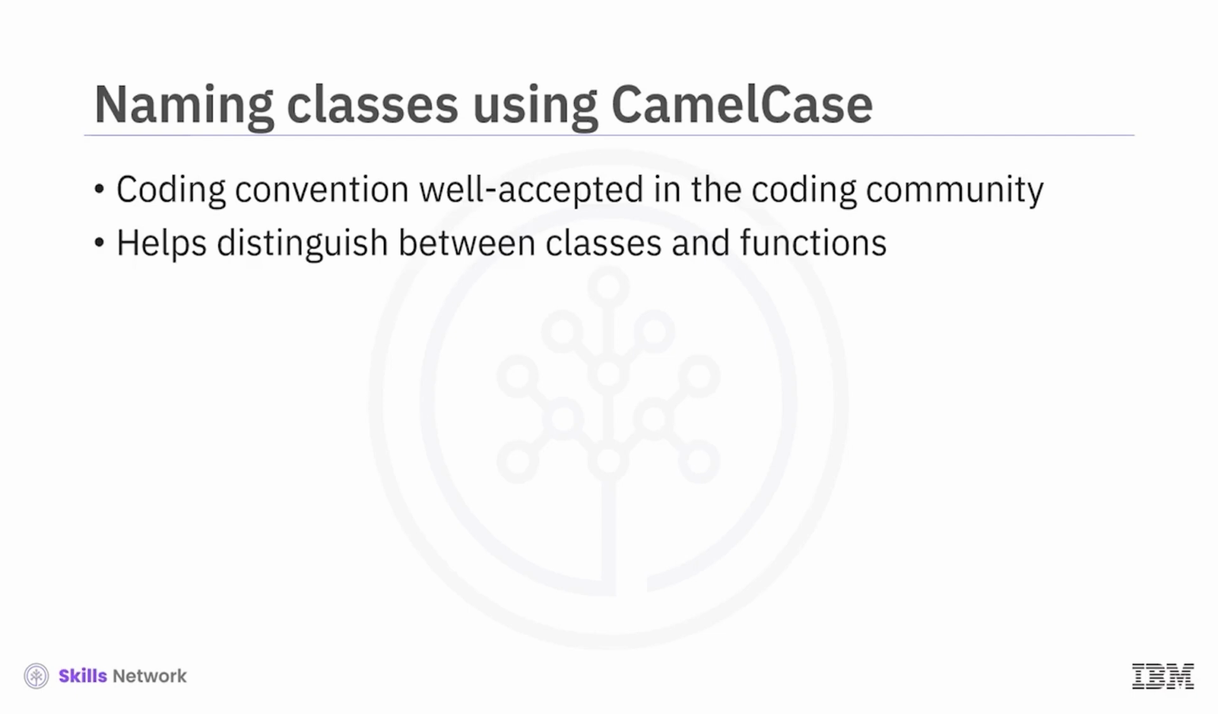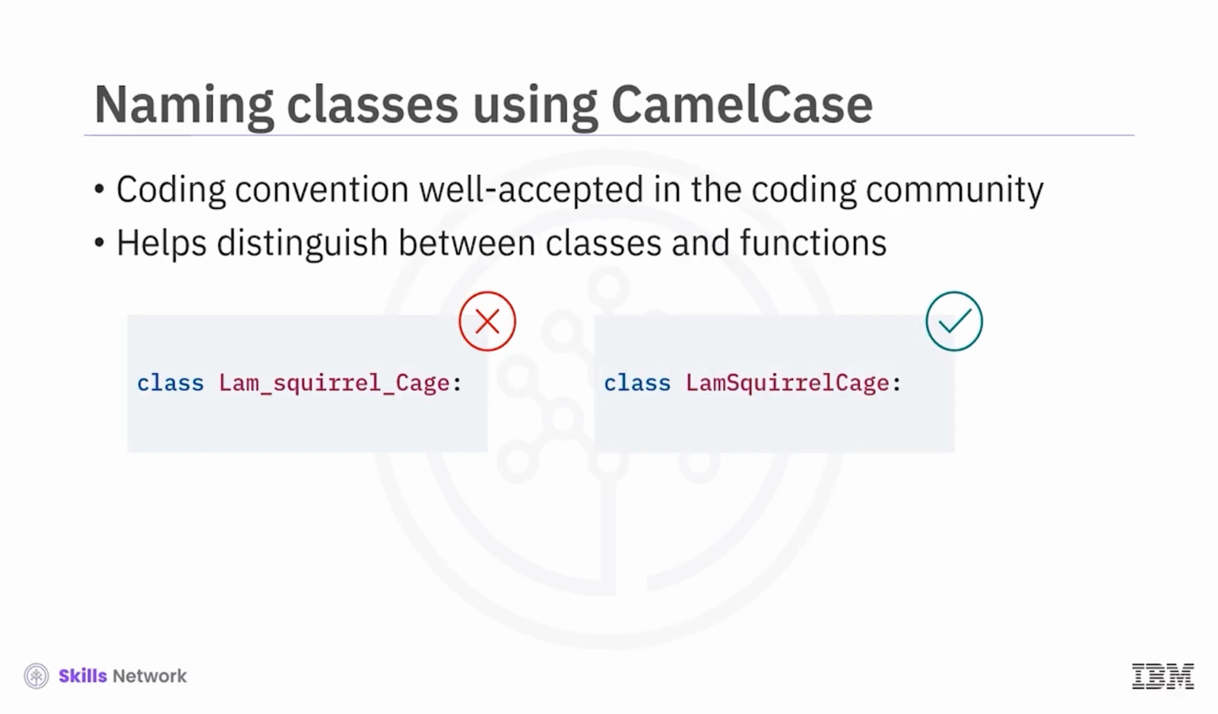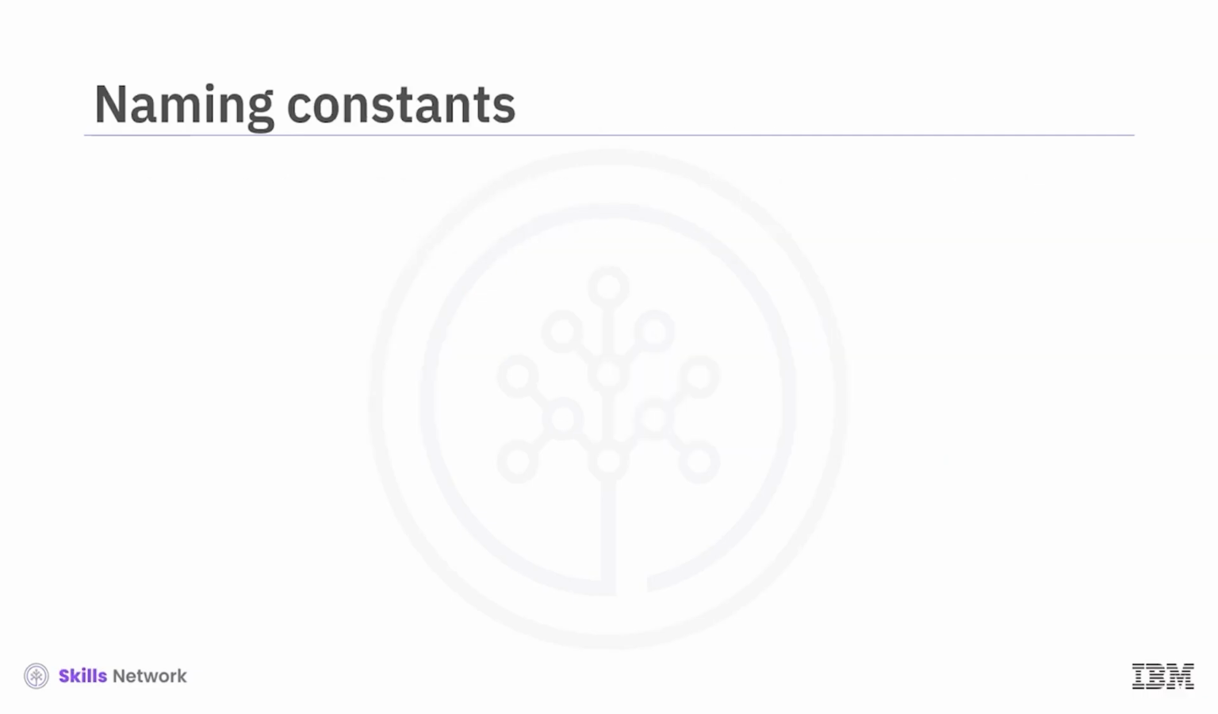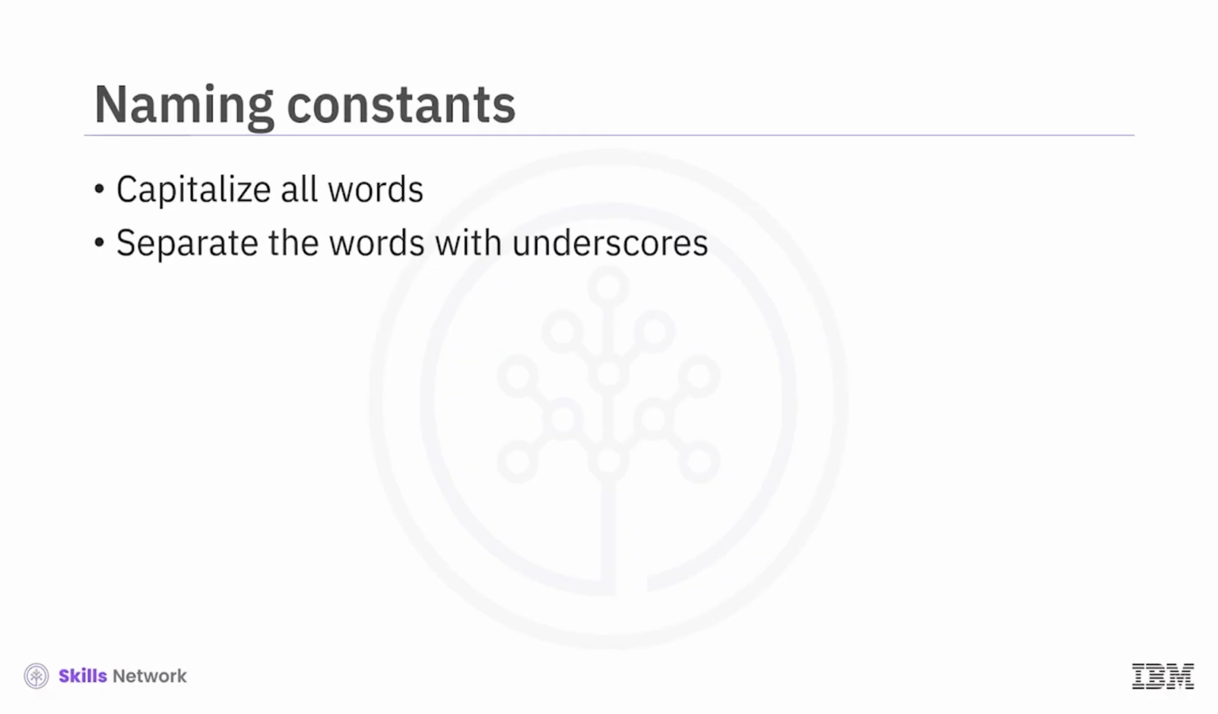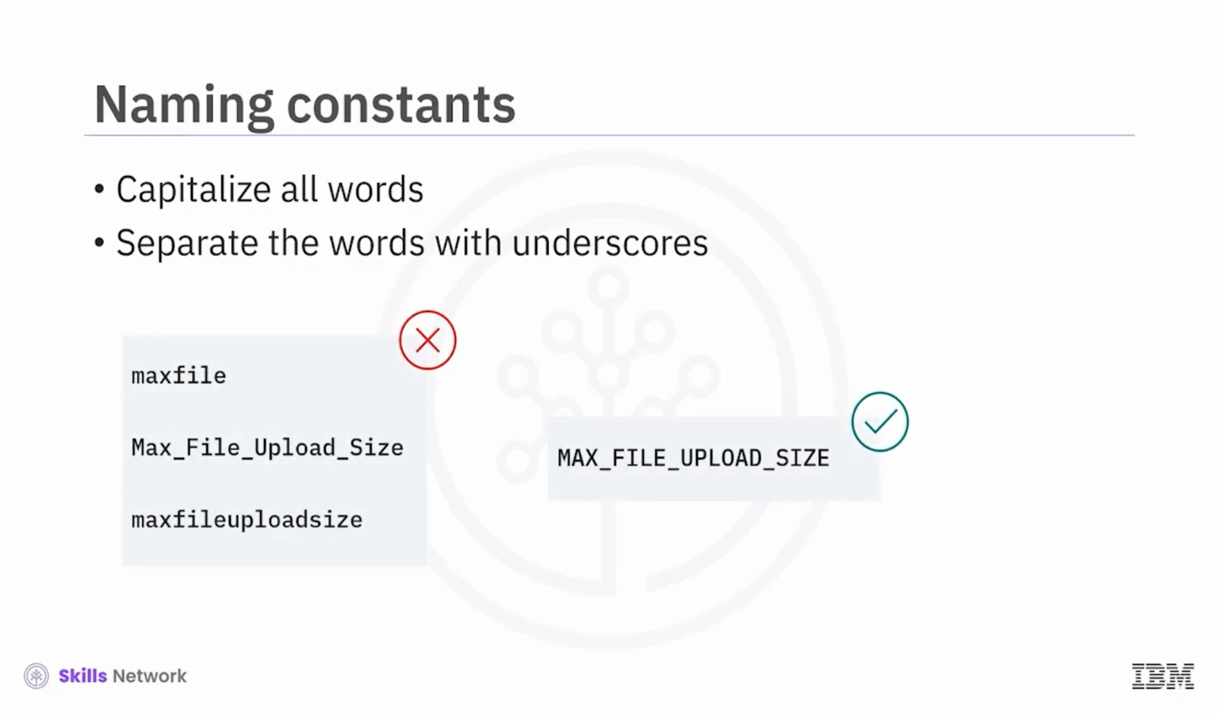For example, instead of writing class lamb_squirrel_cage, the best practice is to name the class as LambSquirrelCage with the initial L, S, and C in capital letters. Use the coding convention of capitalizing all words and separating them with underscores for consistency. The name usually indicates the constant's purpose. For example, MAX_FILE_UPLOAD_SIZE in capital letters.